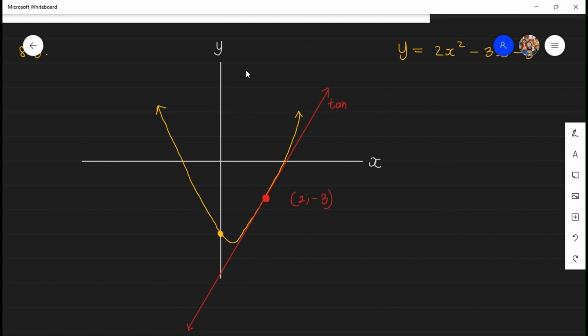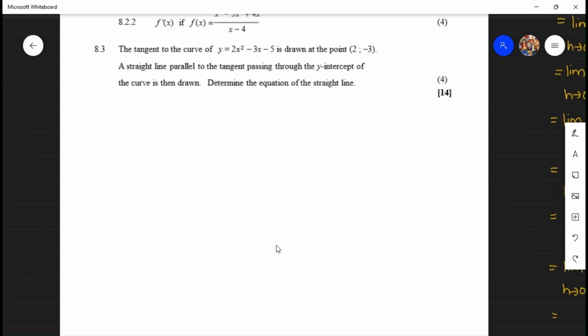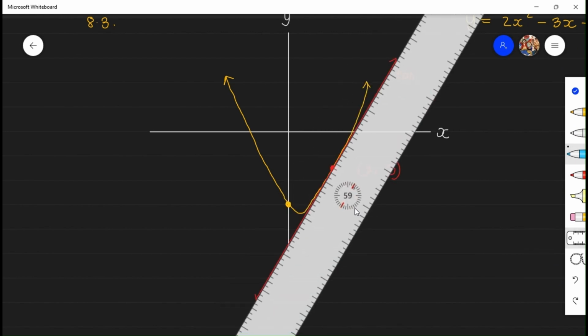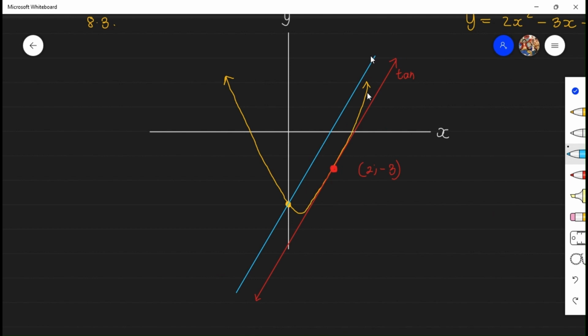Let us go back and read our question to see what additional information is given. A straight line parallel to the tangent passes the y-intercept of the curve. So let us now draw a straight line that cuts our y-intercept and is also parallel to our tangent. So that is our straight line that is parallel to our tangent and cuts our y-intercept. So we'll call this our line.